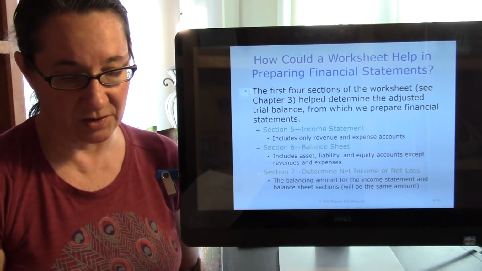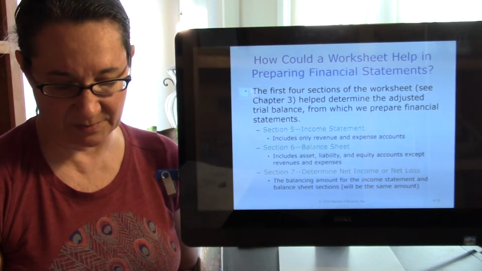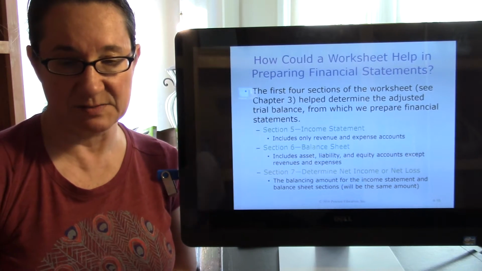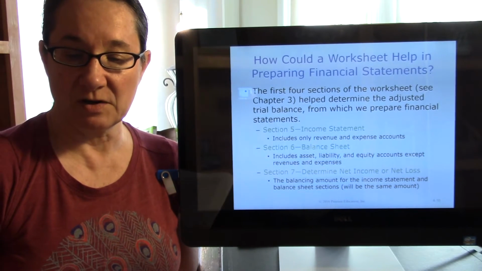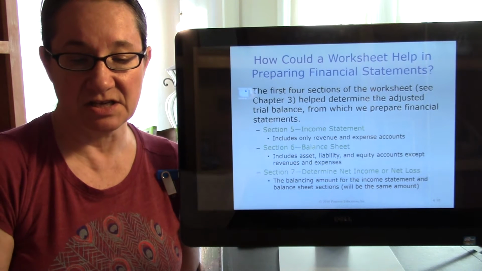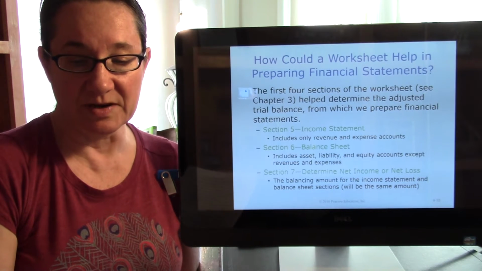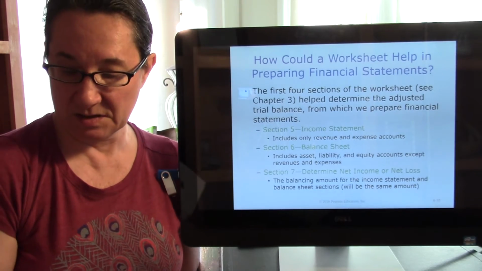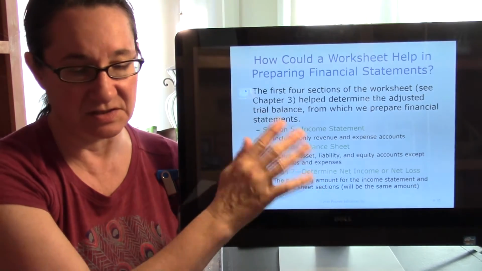Alright, so how could a worksheet help in preparing financial statements? Well, as you know, the income statement section includes only revenue and expense accounts. The revenue and expenses from the adjusted trial balance section will be transferred to the appropriate column in the income statement section. So that's using that worksheet.